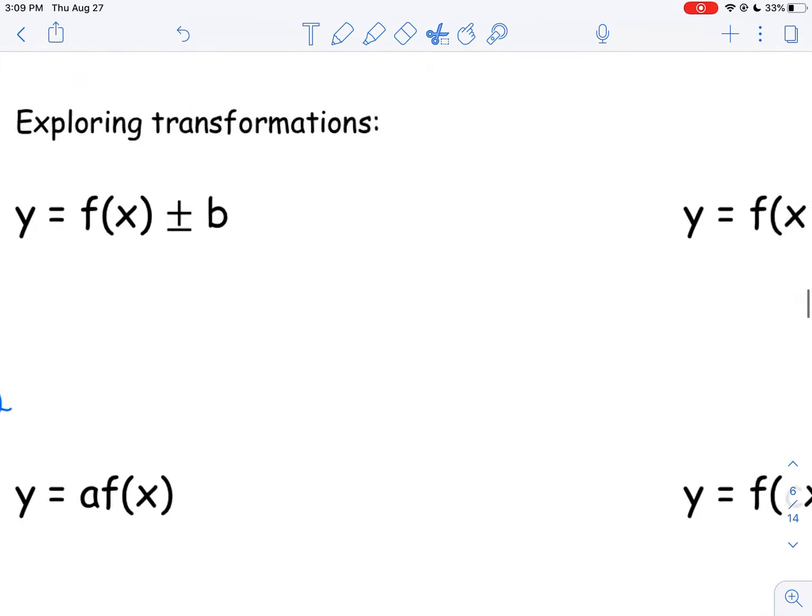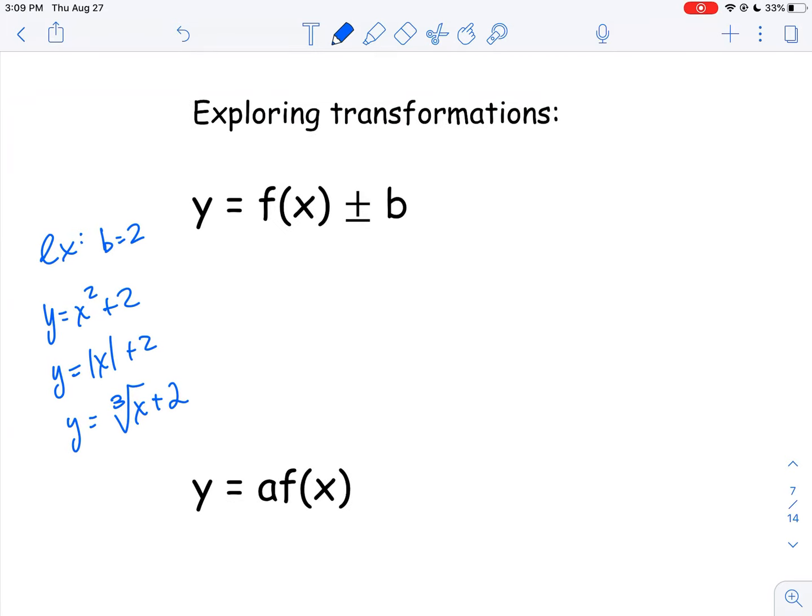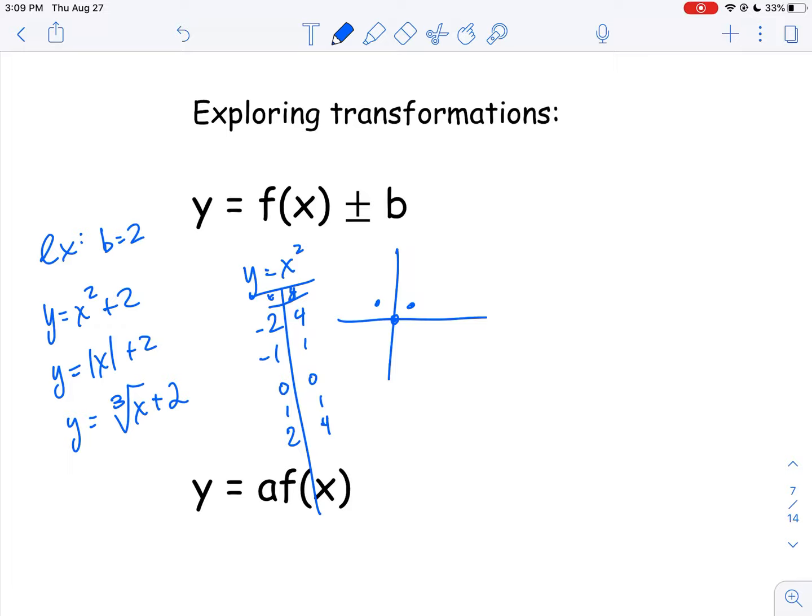Think about y equals x squared. If I have -2, -1, 0, 1, 2 as my x values, then my y values: -2 squared is 4, 1, 0, 1, 4. Okay, and so you can picture that. 0, 0, over 1, up 1, and then over 2, up 4. We get a parabola shape.